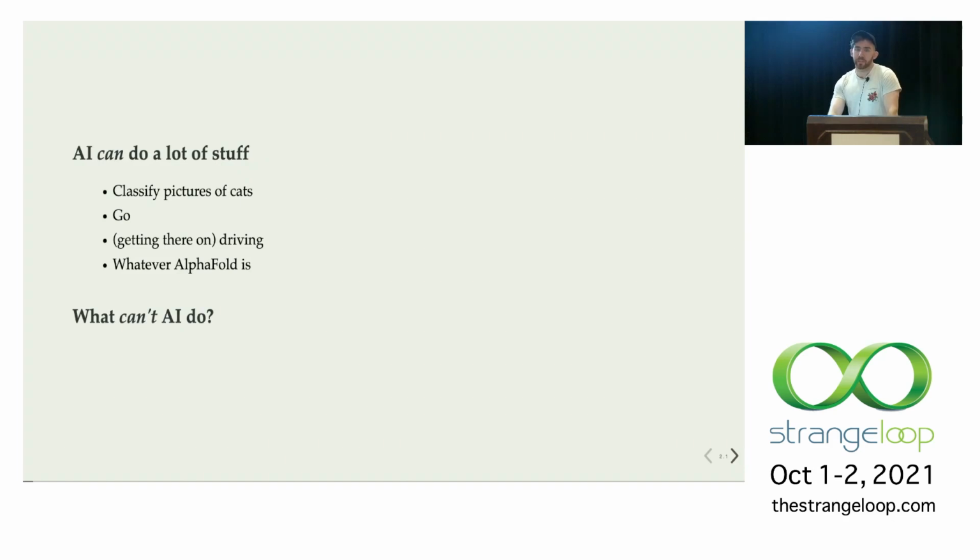So if you will forgive a huge understatement, I would say that AI can do a lot of stuff. It's been a pretty prolific technology of the past decade or so. It's really good at classifying pictures of cats. It is currently the best Go player in the world. It has been 2 years away on driving for 10 years or so. But between Andrej Karpathy and George Hotz, someone's going to get it before too long.